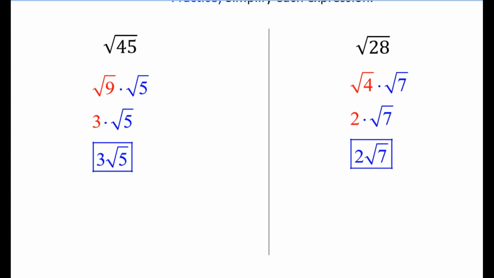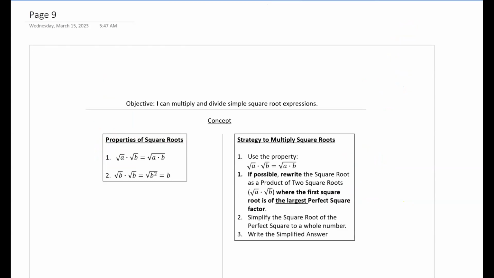Here are the solutions. The square root of 45 is the square root of 9 times the square root of 5, and the square root of 9 is 3. So plain and simple, this is 3 square root of 5. Square root of 28 is the square root of 4 times the square root of 7, and the square root of 4 is 2. So we have the square root of 28 as 2 root 7.